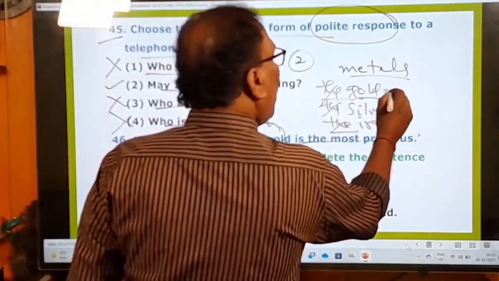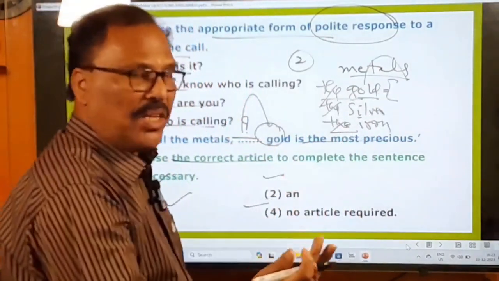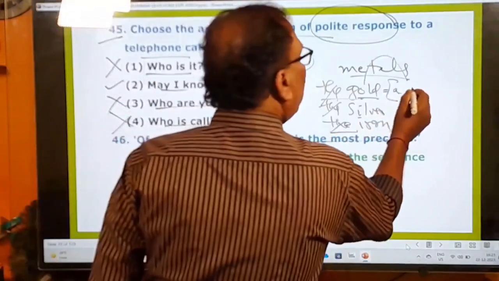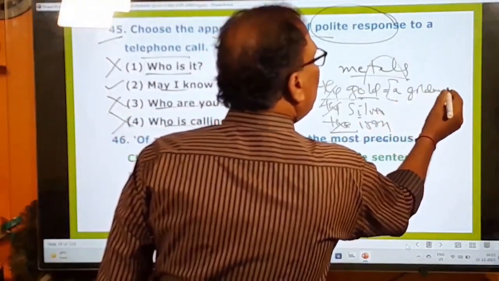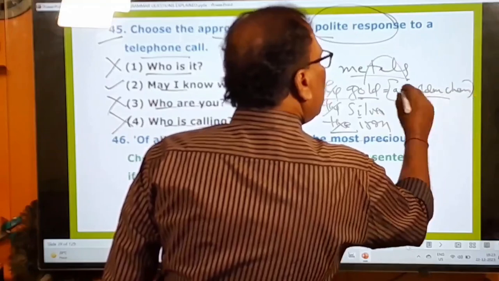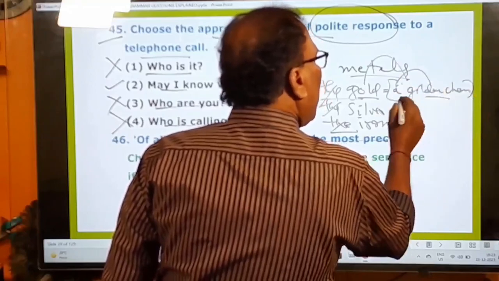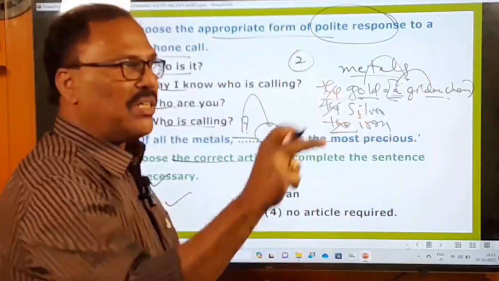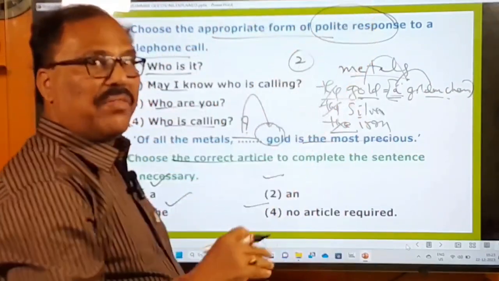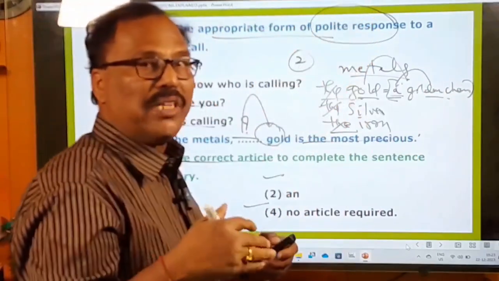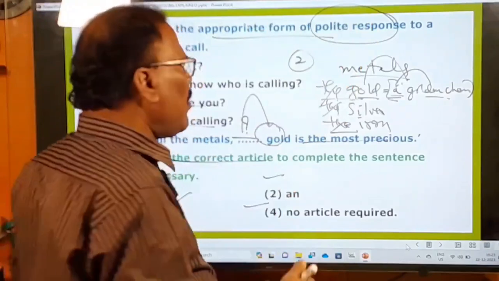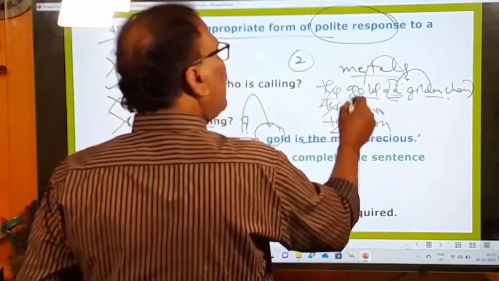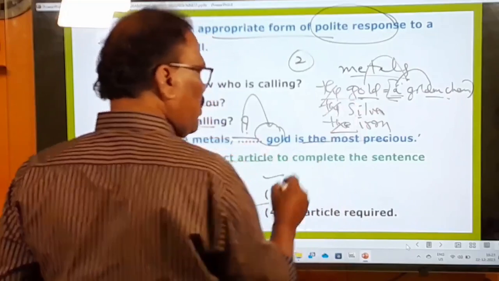But if at all there is a thing made of that, you can use a golden chain. So this is a golden chain. And when you can say a golden chain, you can also say the golden chain. I want the golden chain whenever you want to talk about that particular chain. So here, just before the names of the metals, you should not use any article.